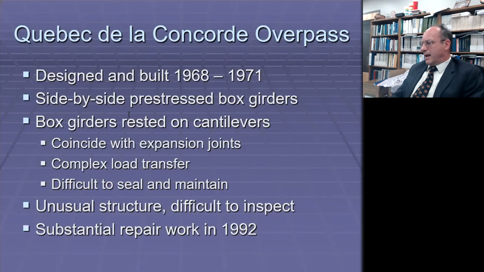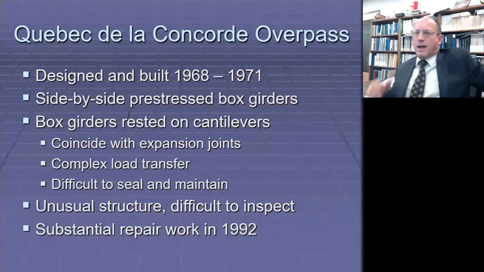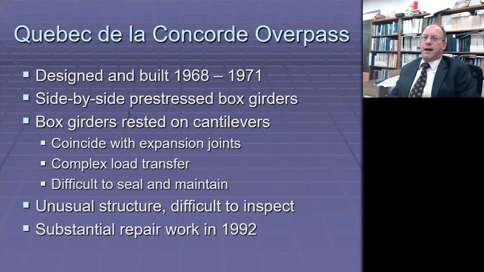These were side-by-side pre-stressed box girders, and they rested on cantilevers at each end, and they happen to coincide with the expansion joints. And what you end up with when you do that, of course, is a relatively complex load transfer. As you saw this morning in the first presentation, we saw a very complicated load path, so this is not quite that complicated, but it's still a problem. But to have that point also be at the expansion joints made it difficult to seal and maintain.